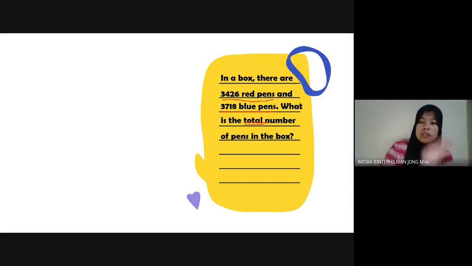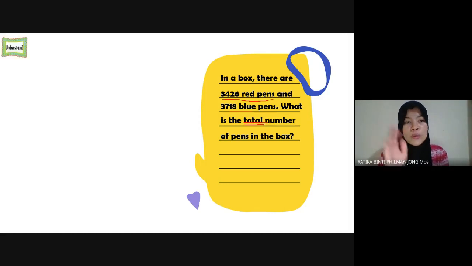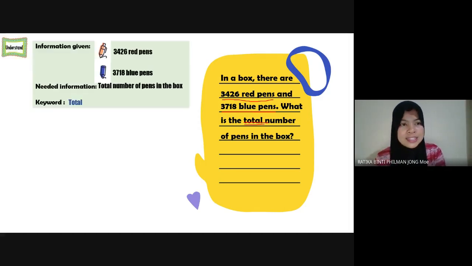Okay, this is our first step. Usually, kita tak perlu pun nak senaraikan, we just tanda dekat soalan tu saja. Okay, so cikgu senaraikan untuk awak nampak. So, kita dah buat understand. Okay, information given: 3,426 red pens and also 3,718 blue pens.